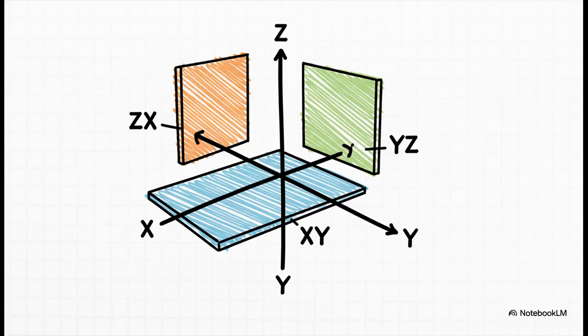Now these 3 axes, they form flat surfaces, which we call planes. So your floor is the xy plane, the wall on one side is the yz plane, and the other wall is the zx plane. These 3 planes together create our entire 3D space.